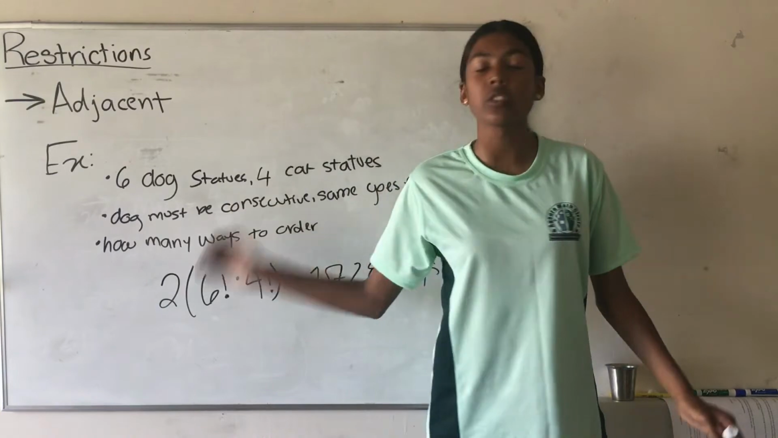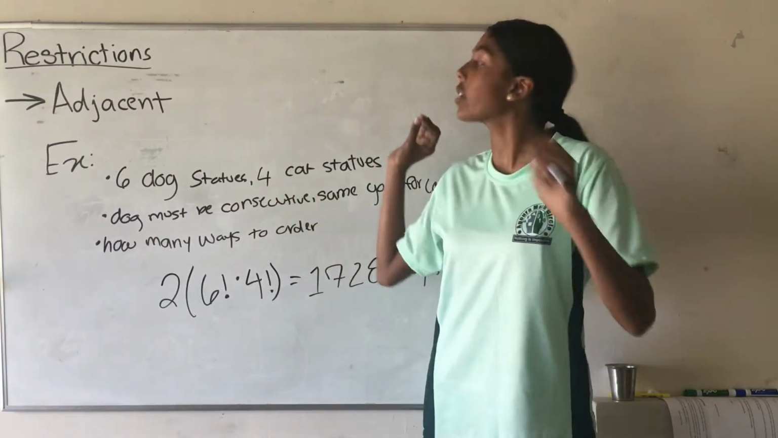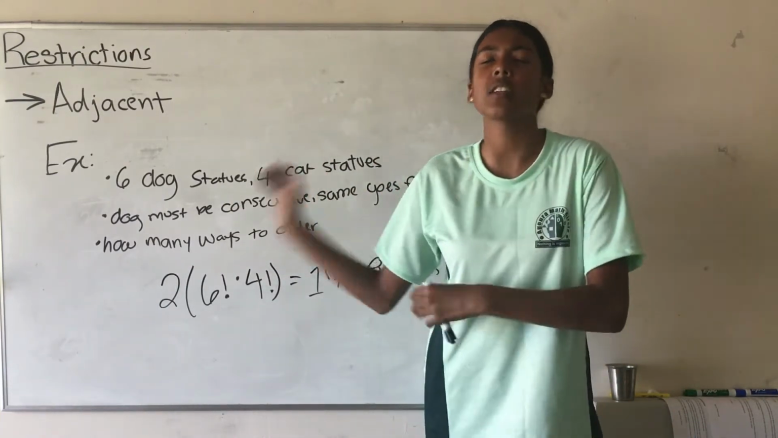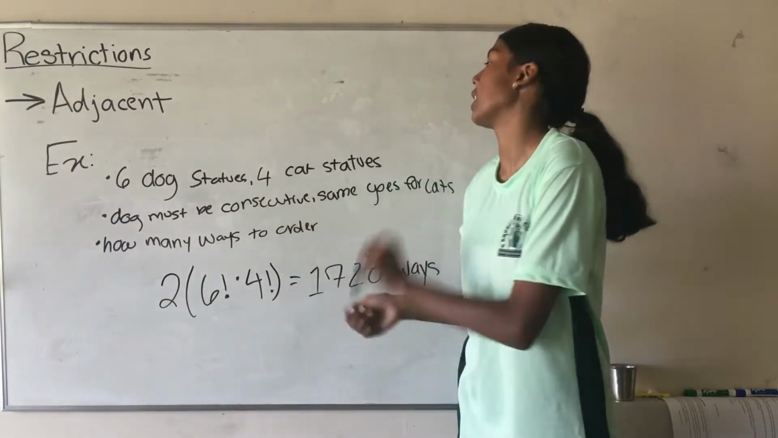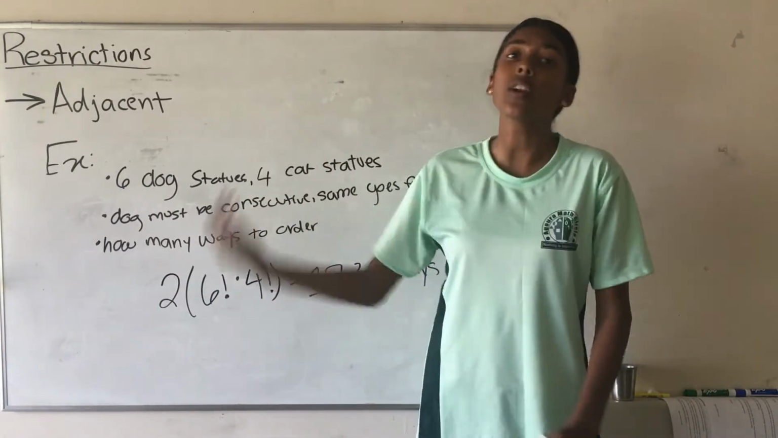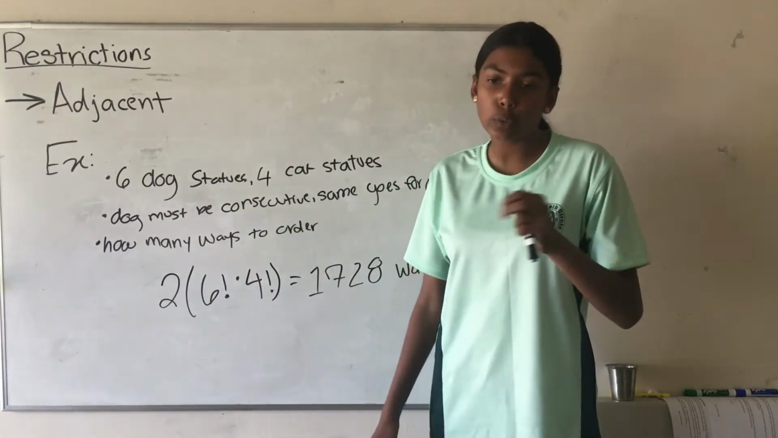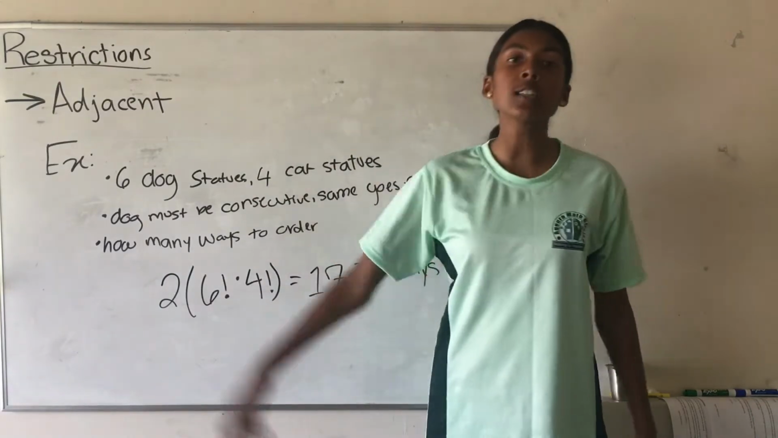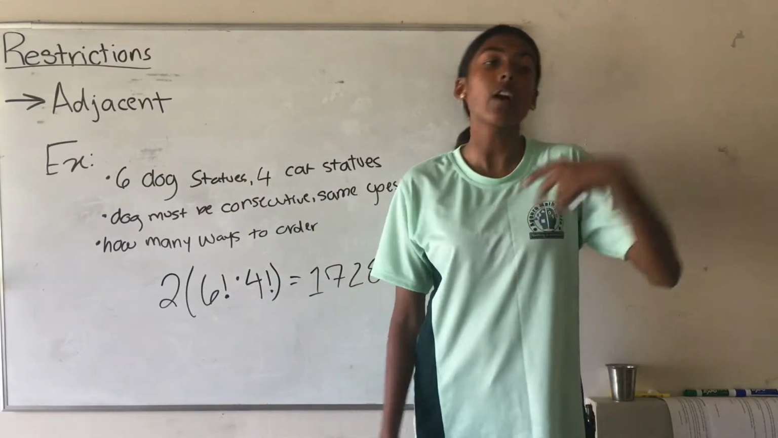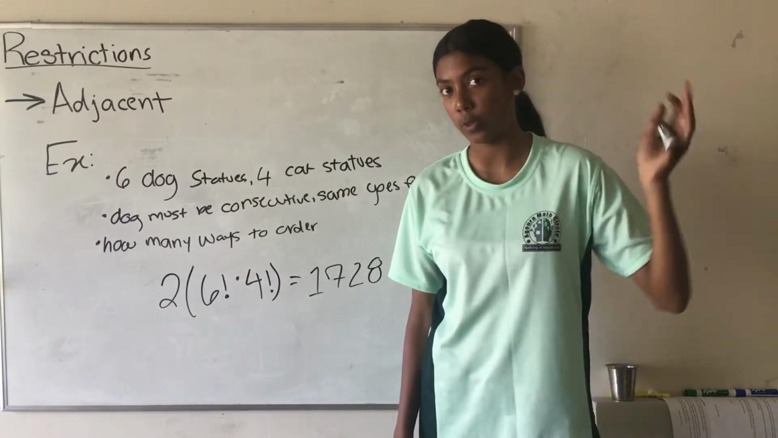So now our last thing is restrictions. And there's two types. There's adjacent and topology. And we're going to start with adjacent. So let's say, for example, we have 6 dog statues and 4 cat statues, and we want to arrange them. But there's a condition. All the dog statues must be next to each other and all the cat statues must be next to each other.